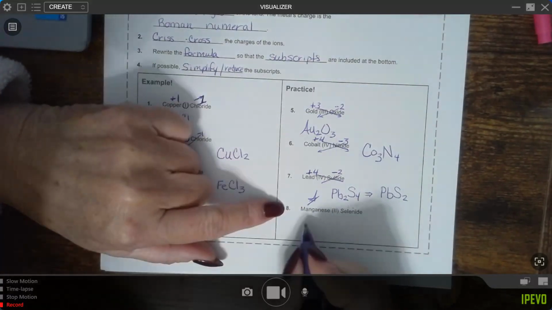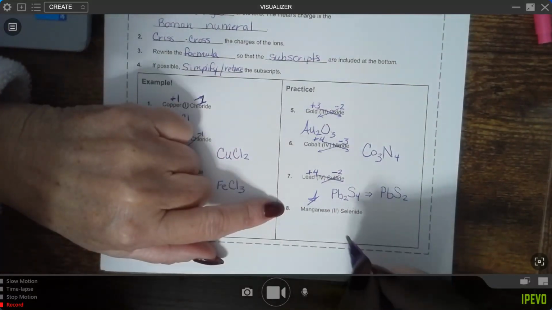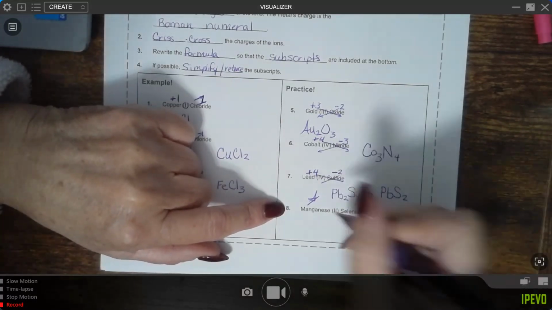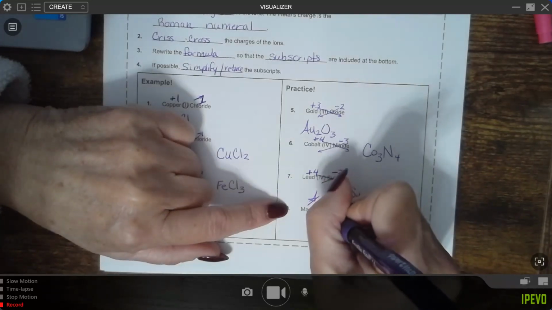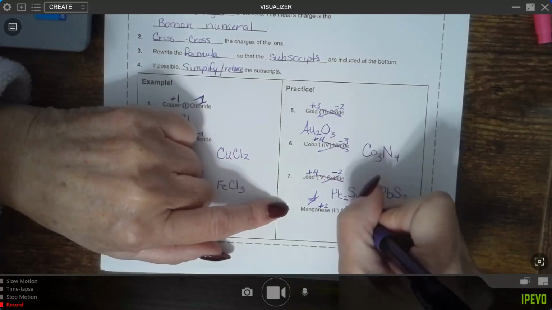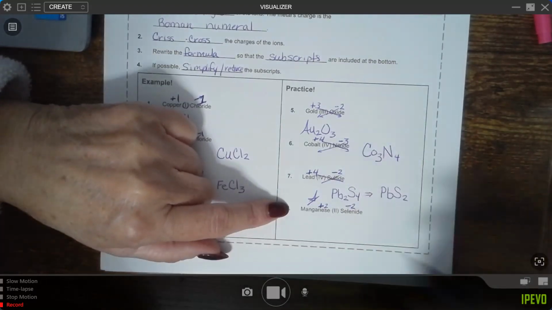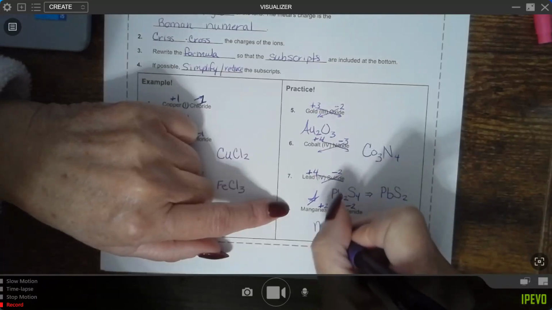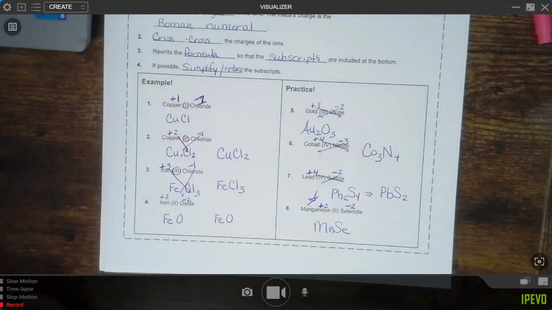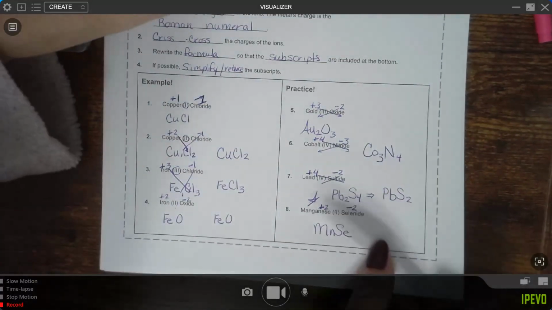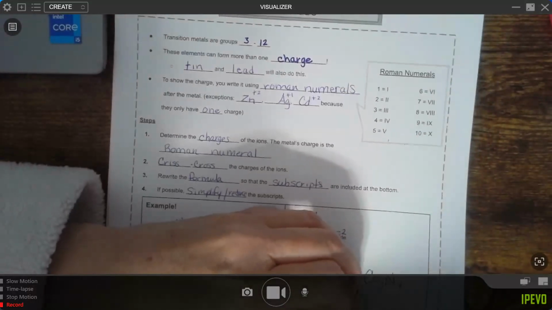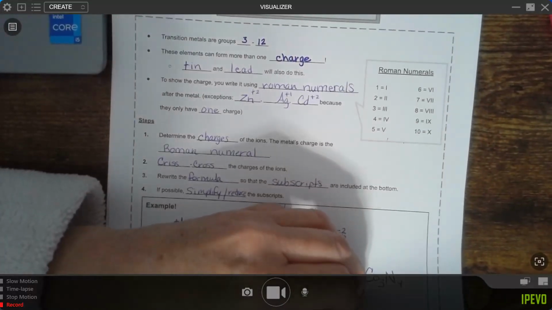All right, number 8, manganese 2 selenide. All right, so manganese has a +2 charge. Selenide is selenium, it's in group 16, so it has a -2 charge. Again, those are going to cancel out. Our formula is just going to be MnSe. Okay, how'd you do? Hopefully you're getting more comfortable with this.